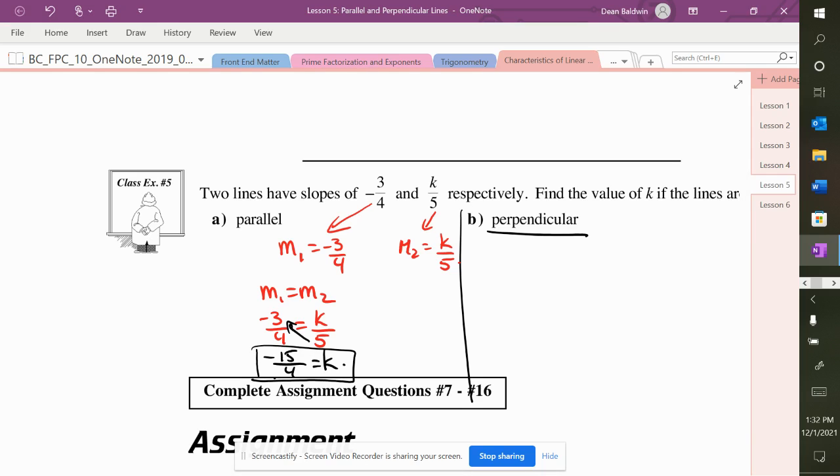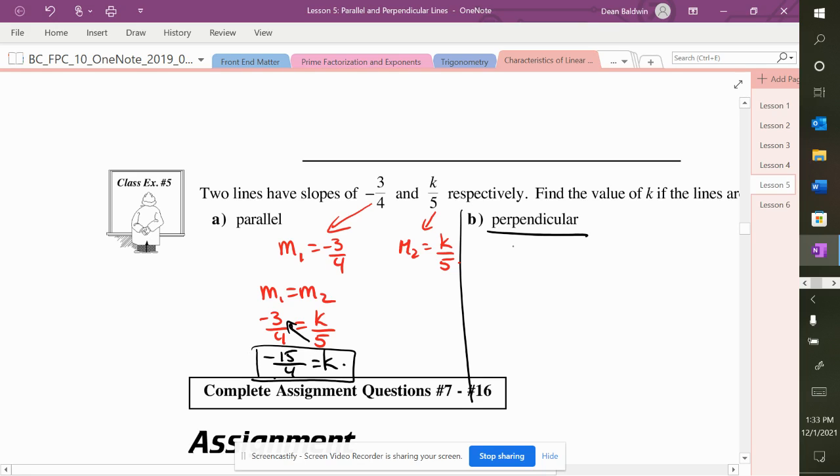So I would always flip the one that doesn't have the variable. Okay, now there's an exception. If the variable's in the denominator, I would flip that one. But if the variable's in the numerator like this, if you flip that, it goes into the denominator and it creates a little more work for you. All right, so I'm going to flip the negative 3 over 4, but it doesn't matter.